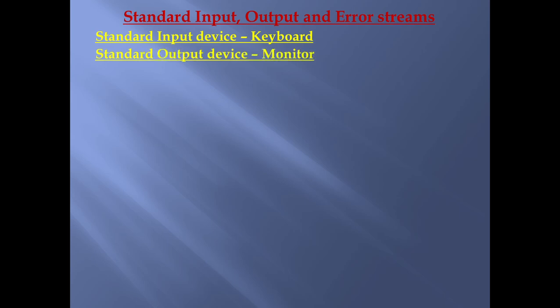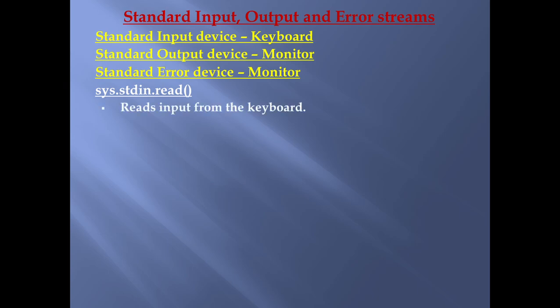Let's move on to the standard input, output and error streams. So which is the standard input device? It's keyboard. The standard output device, monitor. And all the errors are also displayed on the monitor. So monitor is termed as the standard error device. And we can use the sys module to access the standard input-output streams.